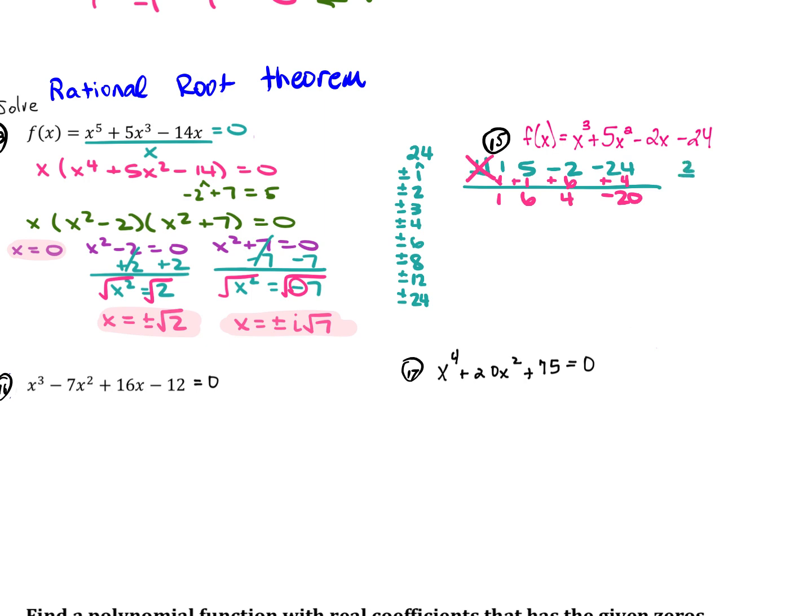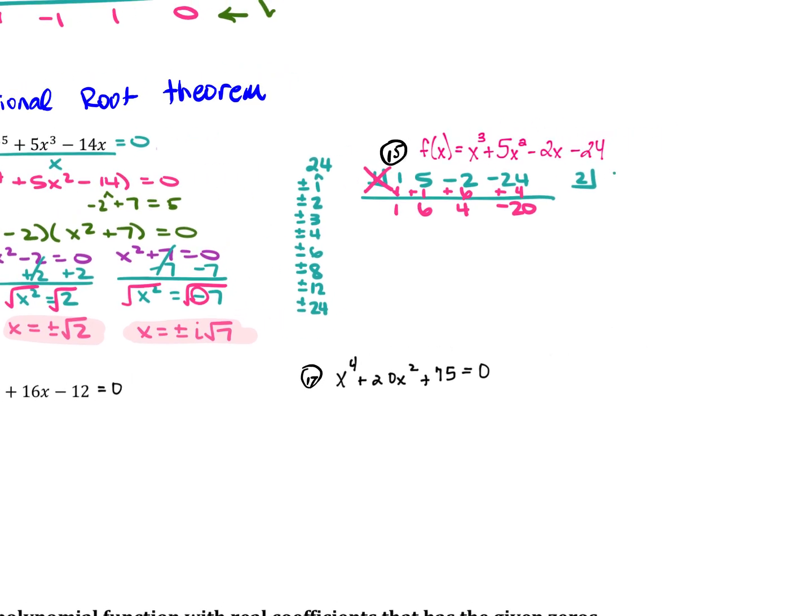Try 2. You're still going to have the 1, the 5, the negative 2, and the negative 24. The 1 drops down. 1 times 2 is 2. Add that with the 5, that's 7. 7 times 2 is 14. Add that with the negative 2, that's 12. 12 times 2, 24. Add that with a negative 24, that's 0. That's an answer. Now use the 1, the 7, and the 12.